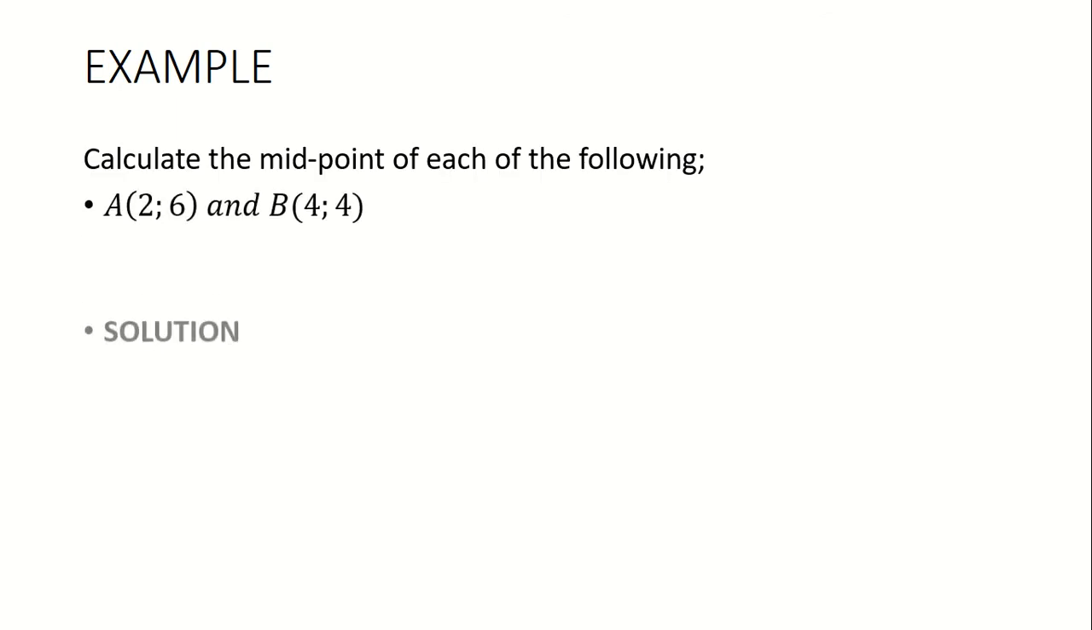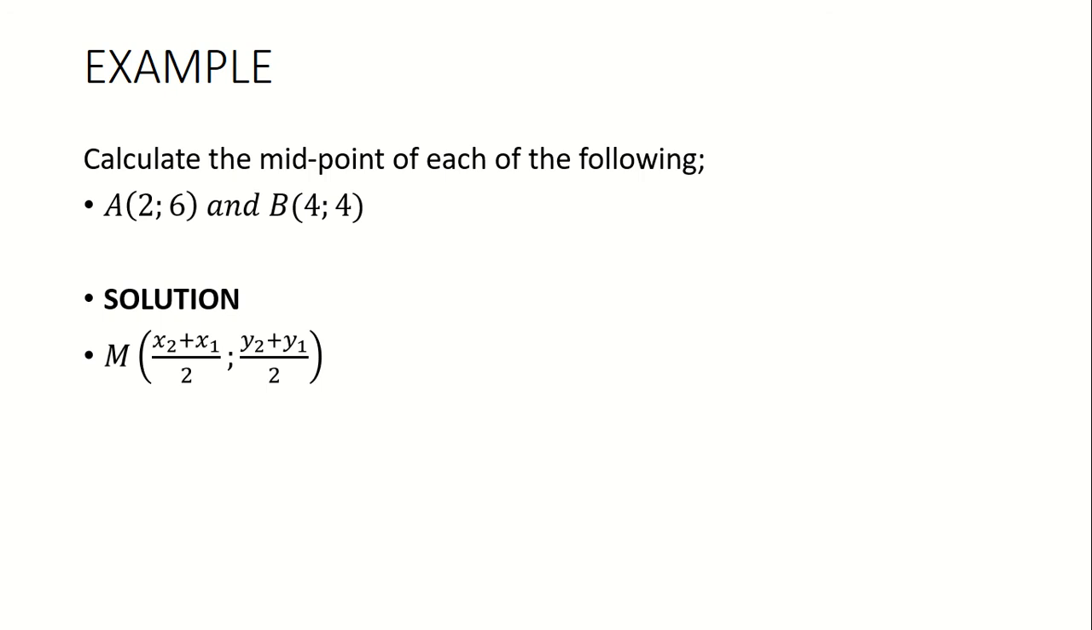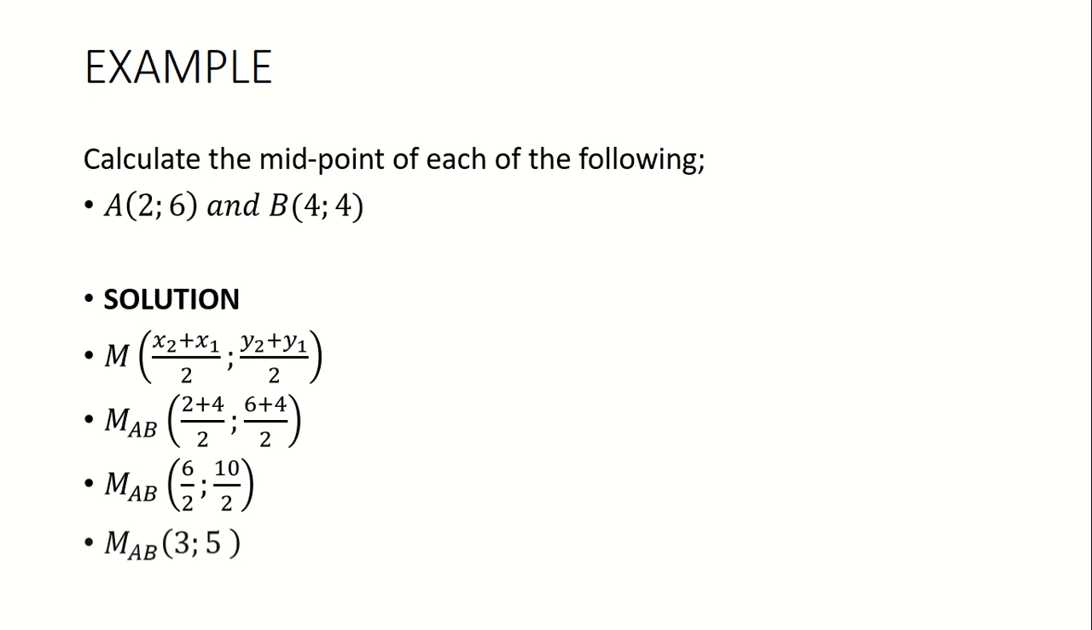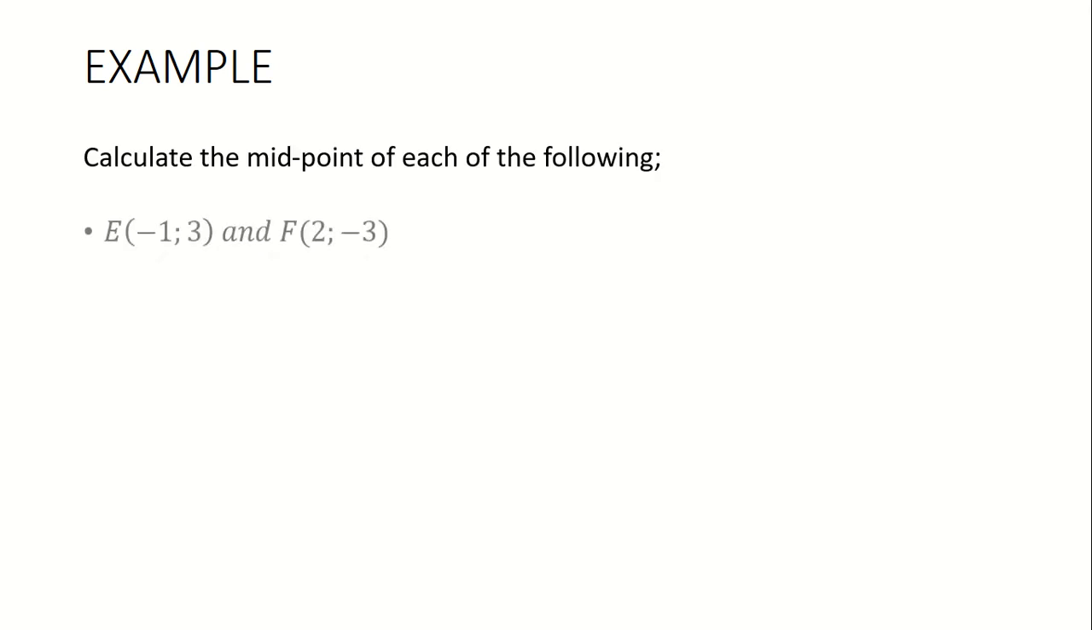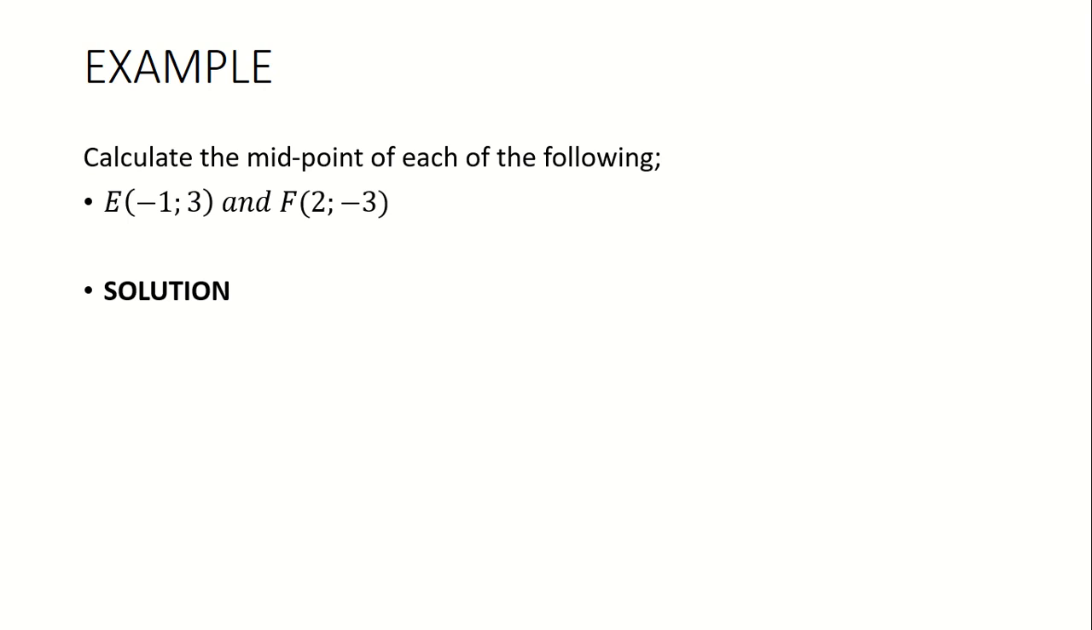Now, for calculating the midpoint here, I will simply say (2 plus 4) divided by 2 and (6 plus 4) divided by 2, and that will give me my midpoint, which is 3 and 5. That is the midpoint of AB. Similarly, here I'll take (-1 plus 2) divided by 2, and then I'll take 3 plus -3, which will simply give me 0, and I'm going to divide that by 2.